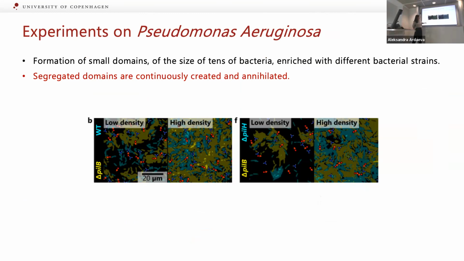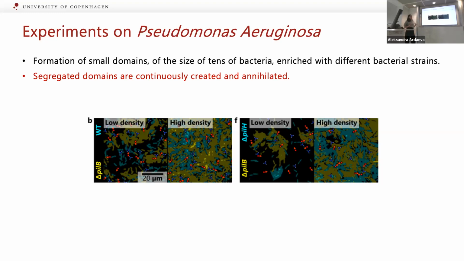Instead, they observe the formation of small domains, roughly on the size of 10 bacteria. And these small domains keep getting created and annihilated, so it's a very dynamic process. They did a repeated experiment to make sure that it arises from the difference in motility. So they took just one strain and labeled them with different colors. And this segregation was not visible when you only had one strain. So this had to come from the fact that the strains differ in their motilities.